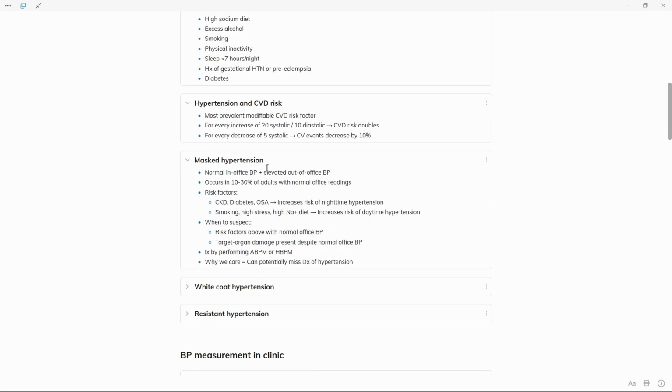We investigate masked hypertension by performing ABPM, which stands for ambulatory blood pressure monitoring, or HBPM, which is home blood pressure monitoring, as these two will be able to pick up blood pressure outside of the clinic. Why do we care about masked hypertension? We care because if we don't pick it up, the patient actually has a diagnosis of hypertension, and therefore they have the same risks as patients with hypertension, and yet they are not diagnosed, and therefore they are not treated, their risk is not controlled, and their rate of cardiovascular disease complication remains elevated.